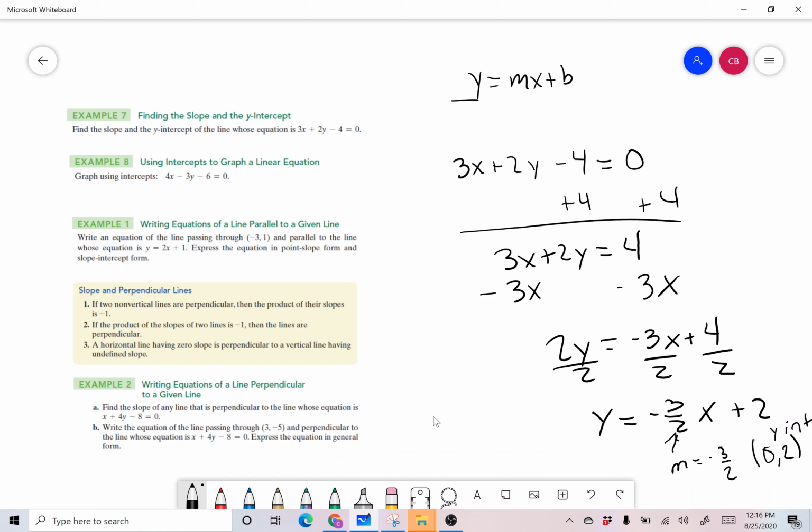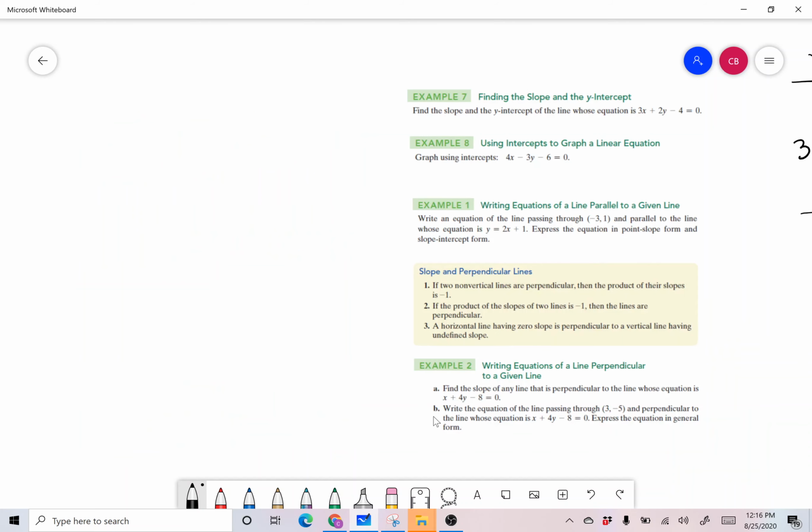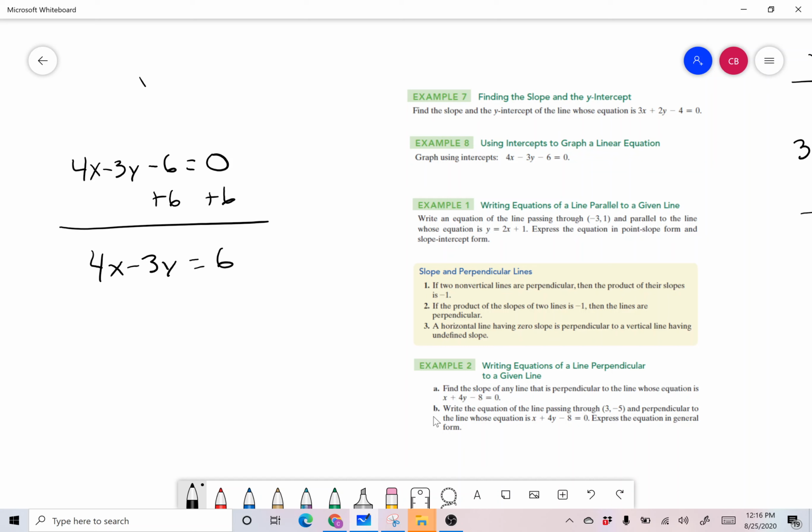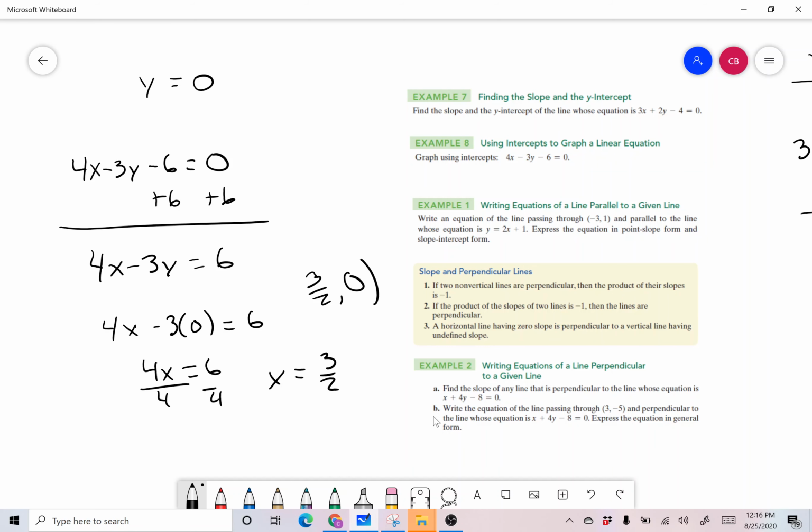Okay. All right. Graph using intercepts. If you want to do the x-intercept and y-intercept, that's easy to do too. So if we do 4x - 3y - 6 = 0, I'm going to move the 6 first. So we've got 4x - 3y = 6. So if I set y equal to 0, I get the x-intercept. So that's 4x - 3 times 0 equals 6. So that's 4x = 6, which means x is equal to 3/2. So (3/2, 0) is one point.